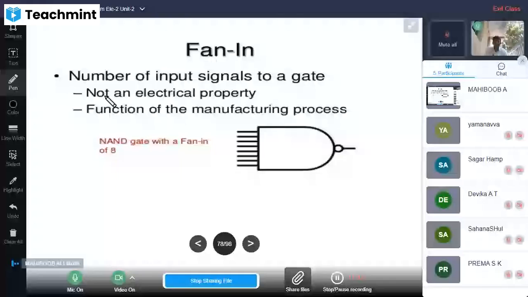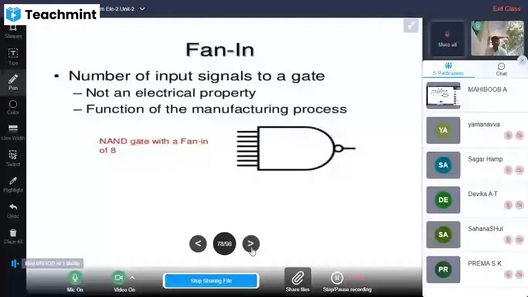The number of input signals to the gate depends upon the number of input pins. How many pins does it have? To one pin we can connect only one input, not 2, 3, 4 like that. So how many inputs does it have? Suppose 10 inputs, its fan in is 10. Only 2 inputs, its fan in is 2. So this is the NAND gate having fan in 8.